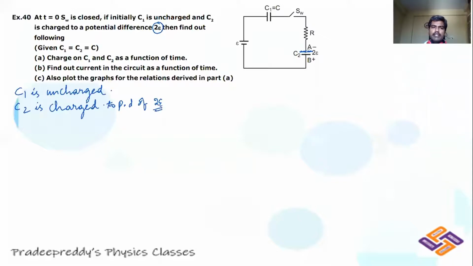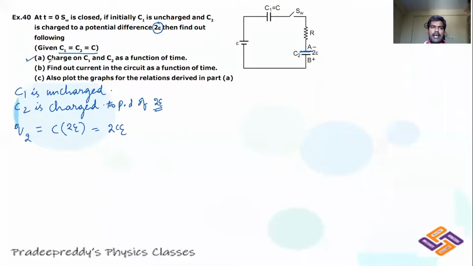So what is the charge on C2? Charge on C2 will be Q equal to CV, right? Its capacity is C, into the potential difference to which it is charged, 2E. So the charge on the second capacitor, Q2, is equal to 2CE. Now you are supposed to find out these questions.